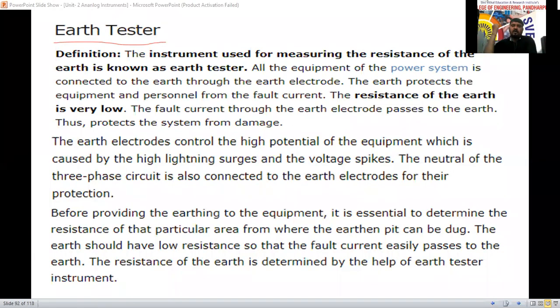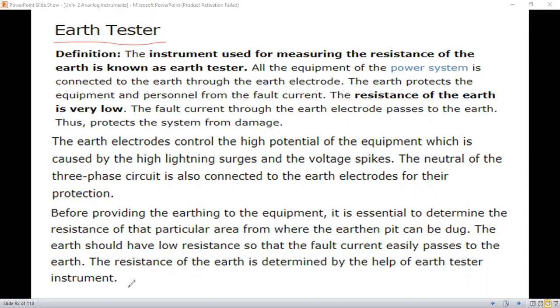So the earth tester we are going to use for the measurement of the ground resistance. Now the definition: the instrument used for measuring the resistance of the earth is known as the earth tester. So we are going to measure the ground resistance, and that instrument is called the earth tester.